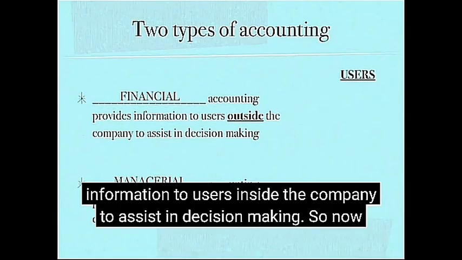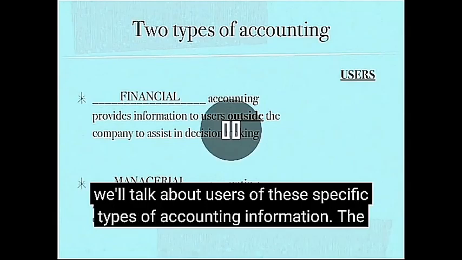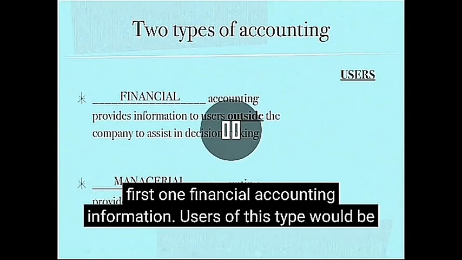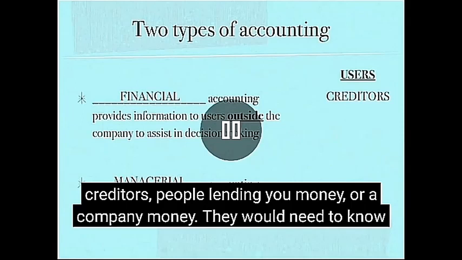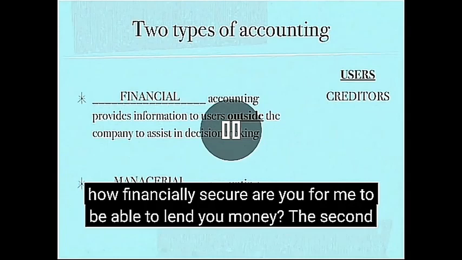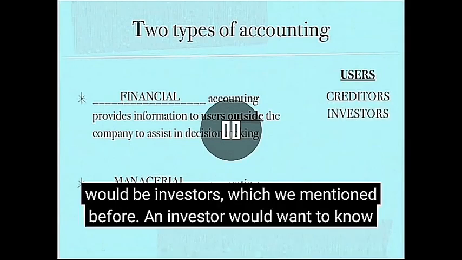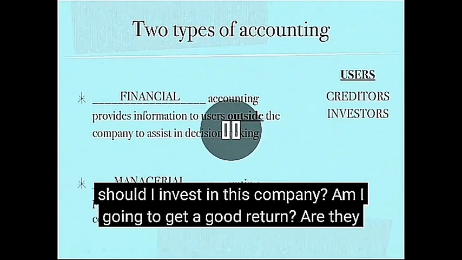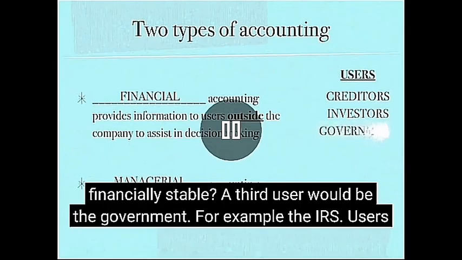So now we'll talk about users of these specific types of accounting information. The first one is financial accounting information. Users of this type would be creditors, people lending your company money. They would need to know how financially secure you are for them to be able to lend you money. The second would be investors, which we mentioned before. As investors, should I invest in this company? Am I going to get a good return? Are they financially stable? A third user would be the government, for example, the IRS.